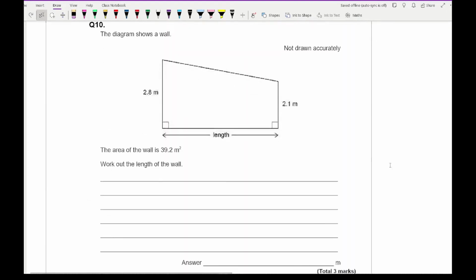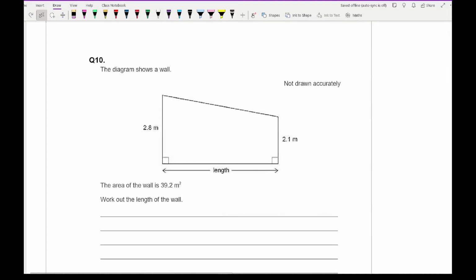Moving on to question 10, it says that the diagram shows a wall. The area of the wall is 39.2. Work out the length of the wall. So for this, we recognize that the shape is a trapezium.